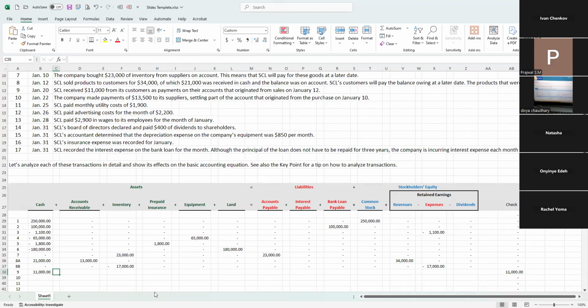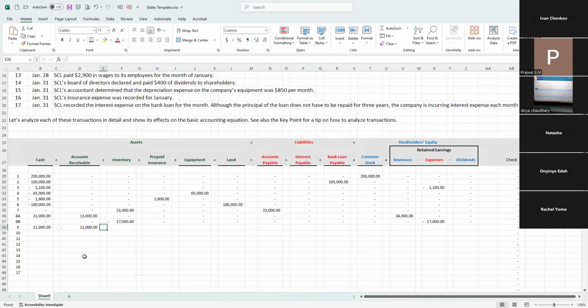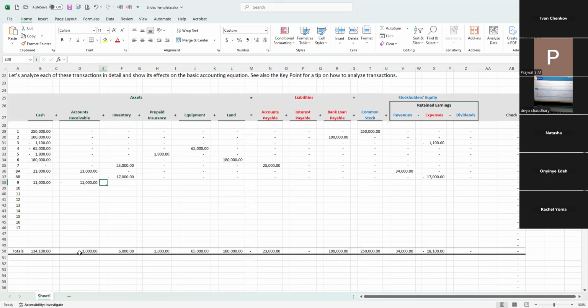Why did I get the cash? Did I sell new things to the customer? No, he paid his account. So what do you have to do? Accounts receivable, minus. You're not going to add $11,000 more to his account, because if I add $11,000, his balance is going to be 24. Now, how much more does he have to pay me? 2,000 more.